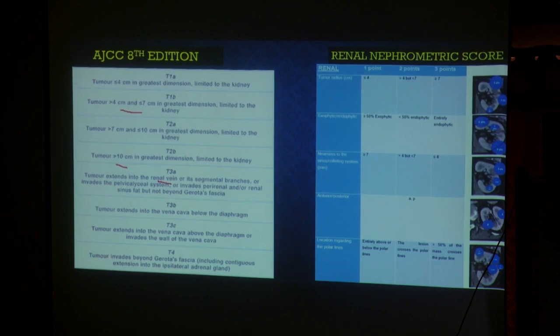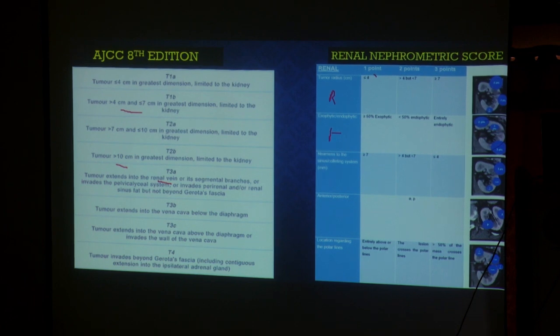There are 5 components for this renal nephrometric scoring system. The name itself tells you the components. First one is R, that is radius of the lesion. If the radius of the lesion is less than 4 centimeter, we will give 1 point. If it is between 4 to 7 centimeter, we will give 2 points. And if it is more than 7 centimeter, it is 3 points. So, as the lesion size increases, the grade increases.